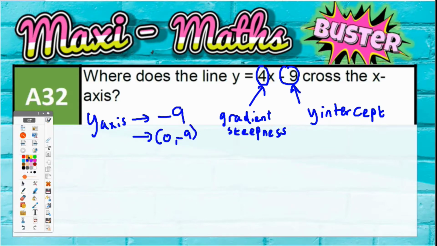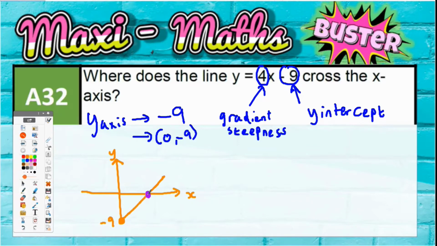However, the question doesn't say that. It says, where does it cross the x-axis? So the easiest way to explain this is think of a pair of axes that look like that. That's the x-axis. That's the y-axis. We already know that this line is going to cross the y-axis at -9. So imagine down here, -9, and the line comes up here somewhere. We're actually trying to find the point in purple where it crosses the x-axis.